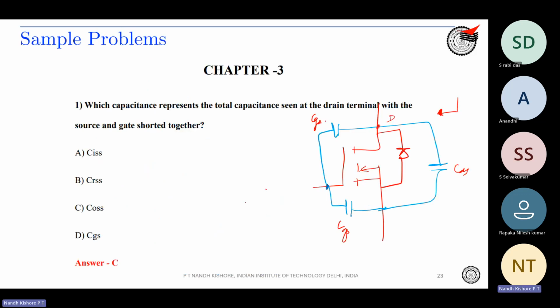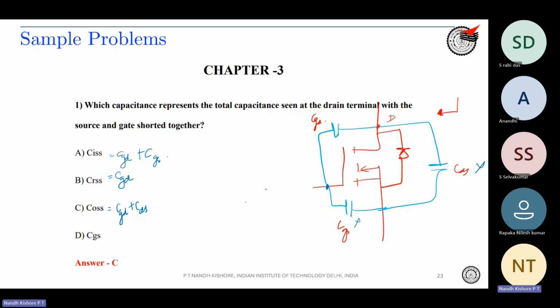Fine. I hope this is clear, right? If you short drain and source, you will see CGS in parallel with CGD. If you short gate and source, you will see CGD in parallel with CDS. Okay. COSS is basically CGD with CDS. CRSS is CGD. CISS is CGD plus CGS.